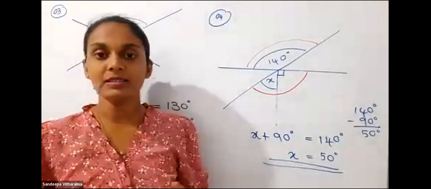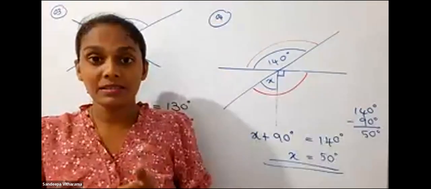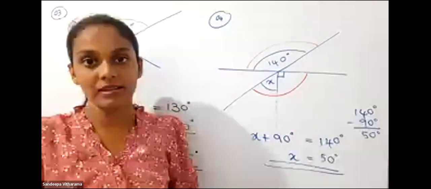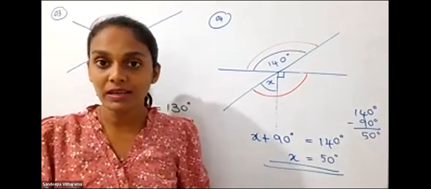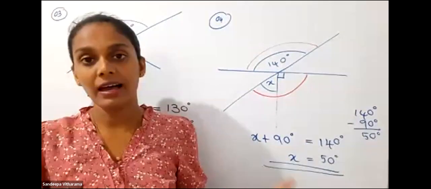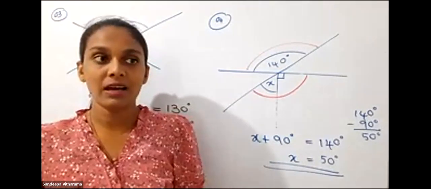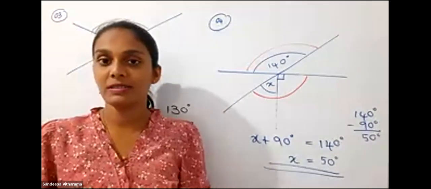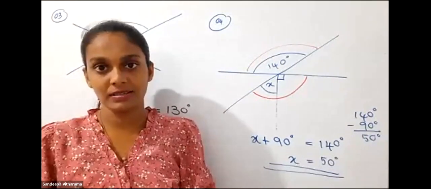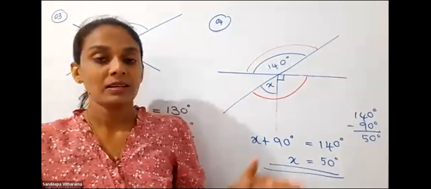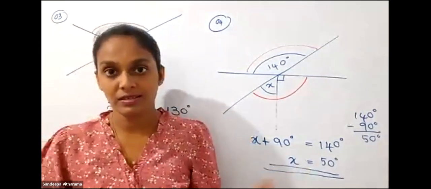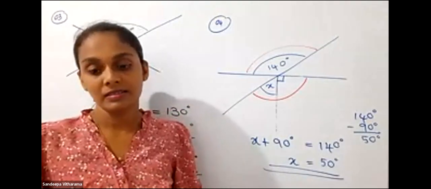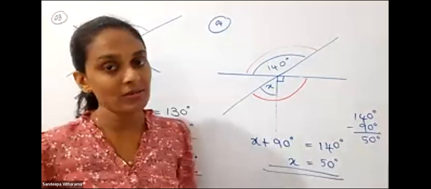Complementary angles, supplementary angles, adjacent angles, then the sum of the angles on a straight line segment, the sum of the angles around a point, and vertically opposite angles. We have learned four main types of angles: complementary, supplementary, adjacent, and vertically opposite angles. And three relationships: the sum of the angles on a straight line segment, the sum of the angles around a point, and the relationship of vertically opposite angles.